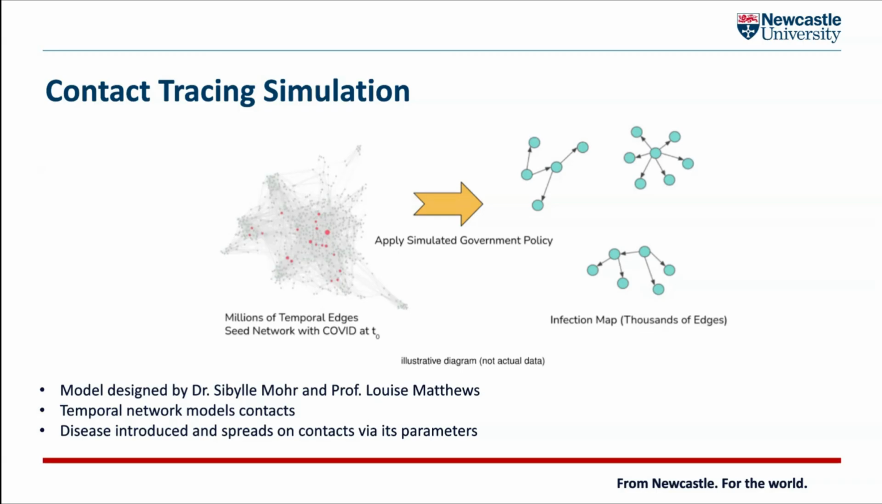And then what you do is you put COVID on top of this. And then you see where it spreads in the network. And then you can apply a different policy, and you can see if the spread was hindered by that policy.